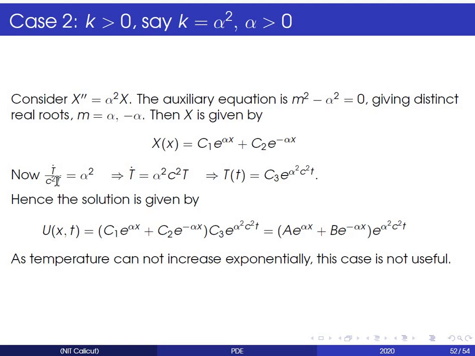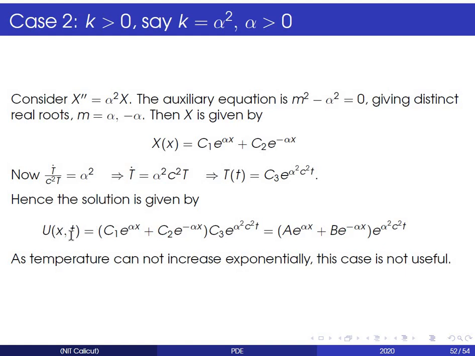So T dash by c square T is equal to alpha square. That gives you T dash is equal to alpha square c square T, and the left side you can take as dT divided by dt. So you do variable separable form, and you get dT by T is equal to alpha square c square dt. Then integrate it, you will get T of t is equal to some constant c3 into e raised to alpha square c square t.